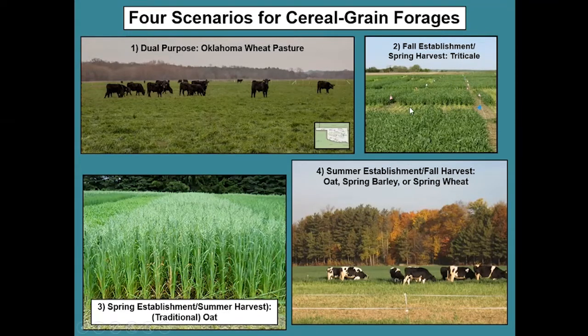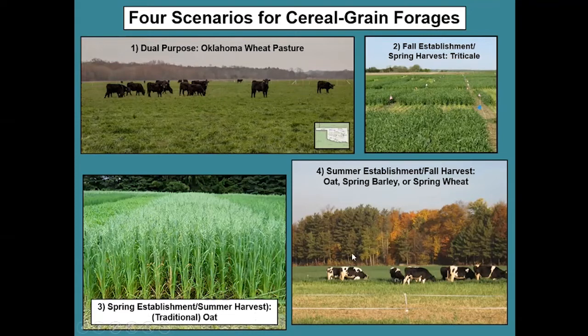The second scenario is a fall establishment of a cereal grain, and I'll use as an example Triticale. It could also be barley or wheat or rye. A third scenario is very similar. This would be a spring establishment of something like oat. It also could be a spring wheat or a spring barley, followed by a summer harvest.